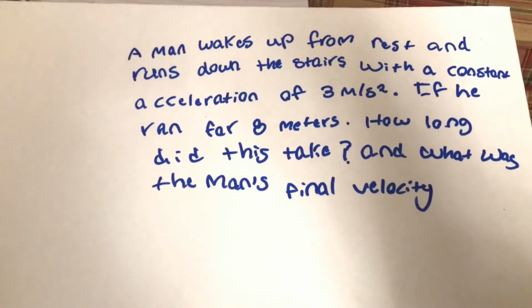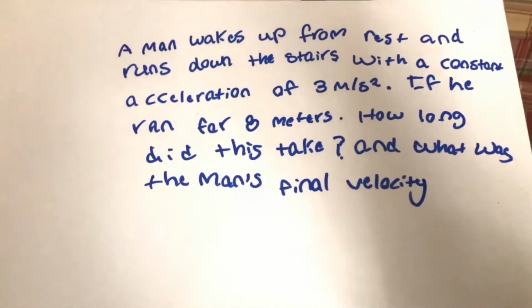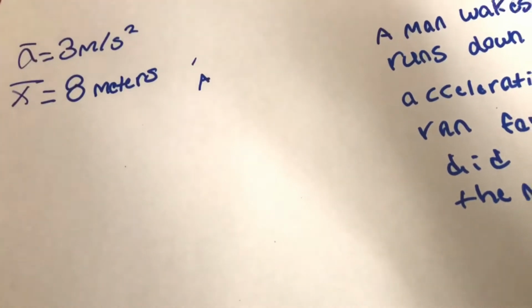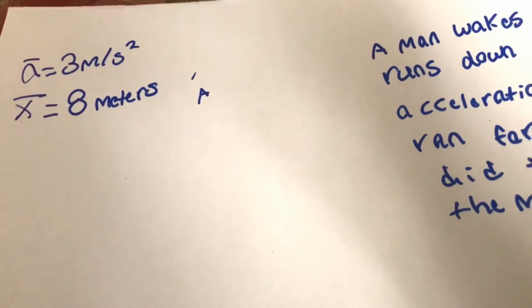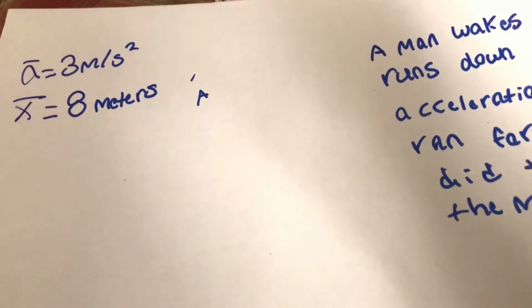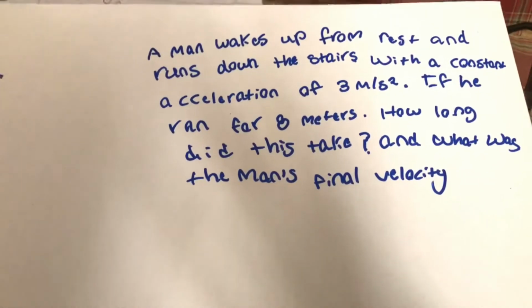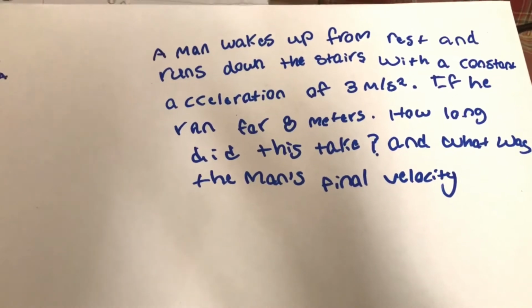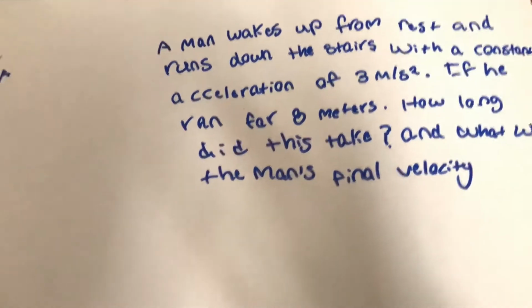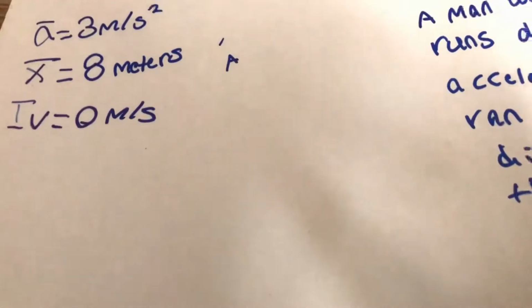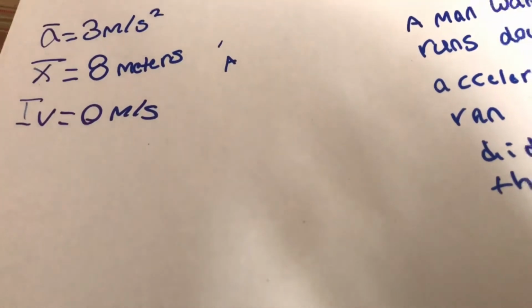So first we have to see what the problem already gave us to help find our answers. So the problem already gave us the acceleration, which is 3 meters per second squared, and the displacement, which was 8 meters. We can also infer that since the man wakes up from rest in this problem, his initial velocity is actually 0 meters per second.